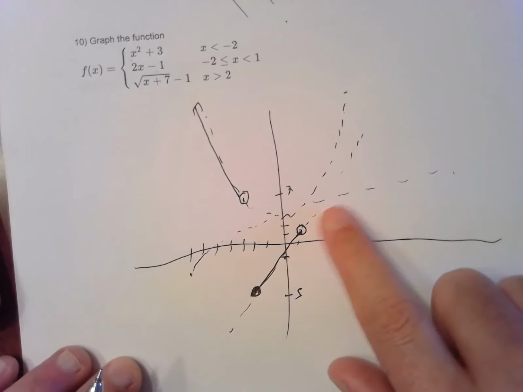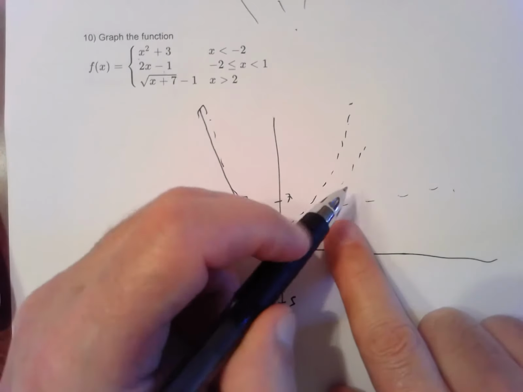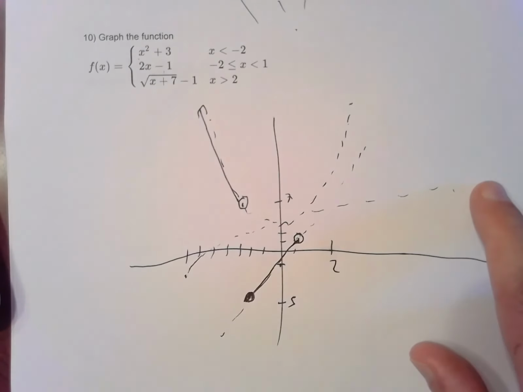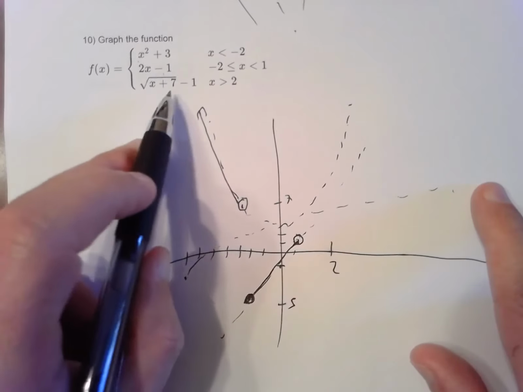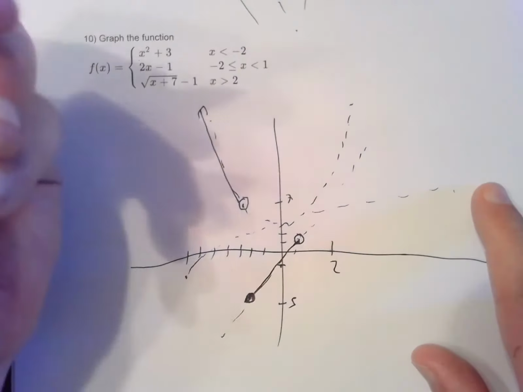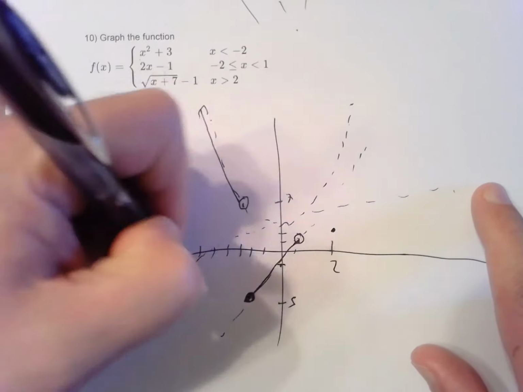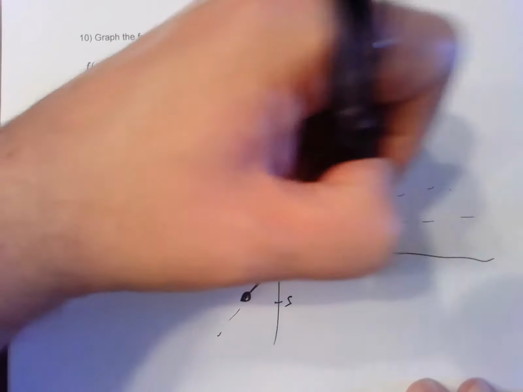But I only want this chunk of it from 2 on. So I'm going to start right here and go on. I have a little missing section here, and that's okay. Okay, so let's see what that y value would be. If I plug in a 2, square root of 9 is 3, minus 1 is 2. So I should only be up at 2. I kind of missed there with my dotted. Should have been more, I guess, like this.